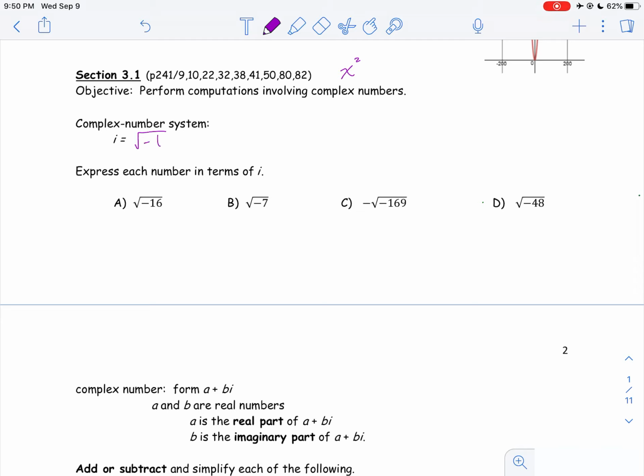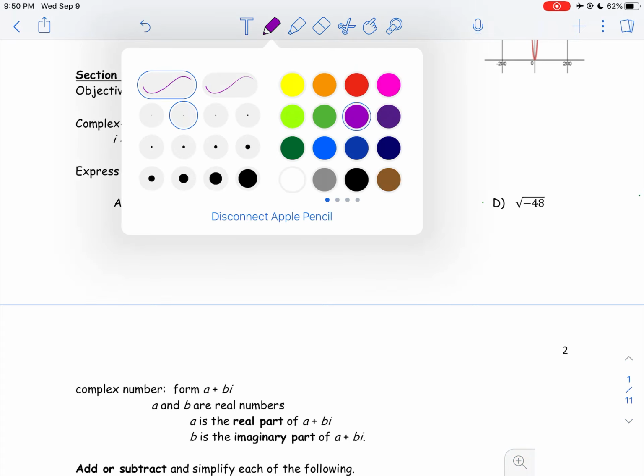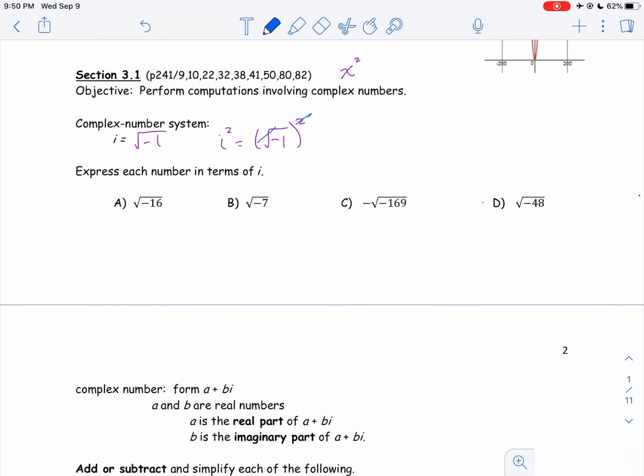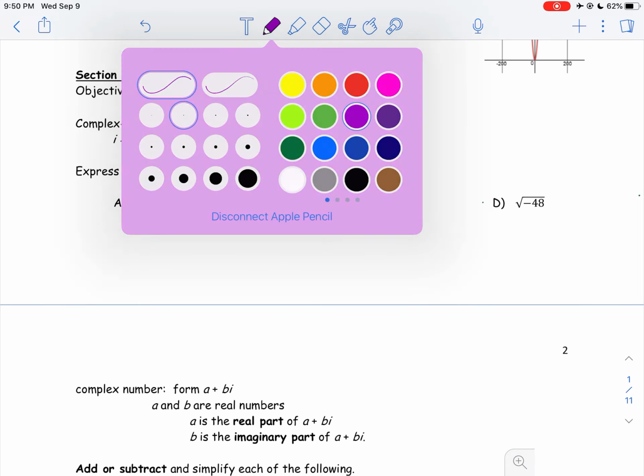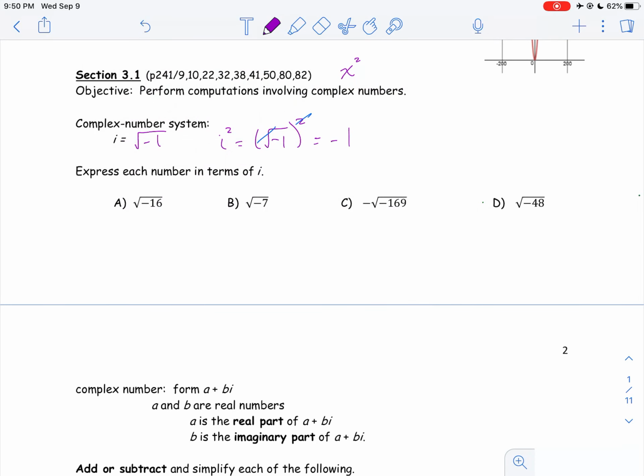And so the way that mathematicians handle this is they define i to be the square root of -1. That means if you square it, i squared then is the square root of -1 squared, which these are inverses of each other, and so they cancel out, and we're left with i squared equals -1.